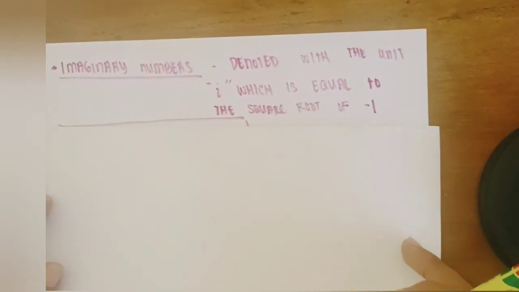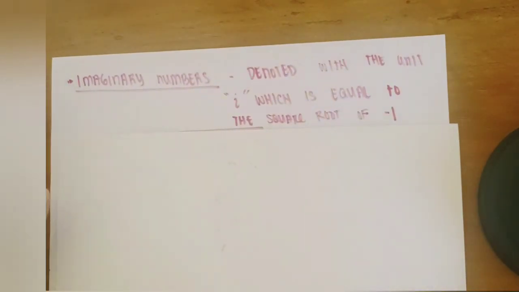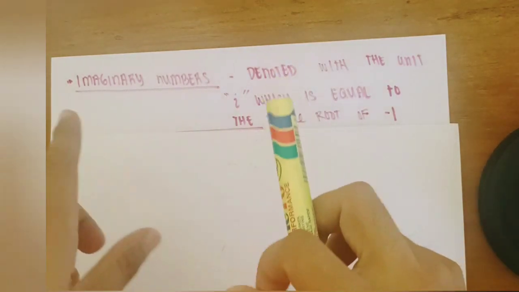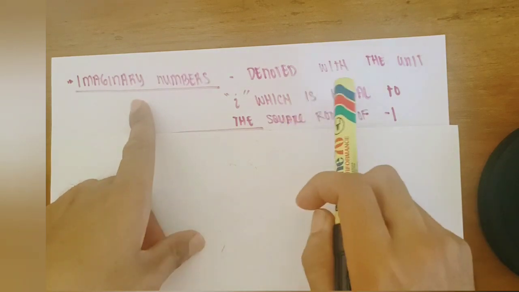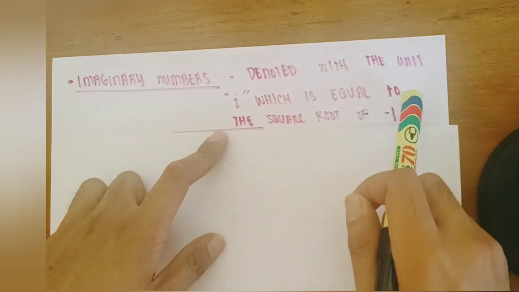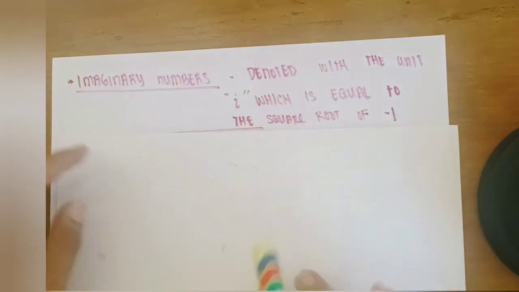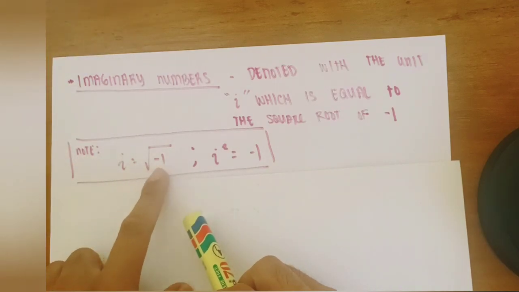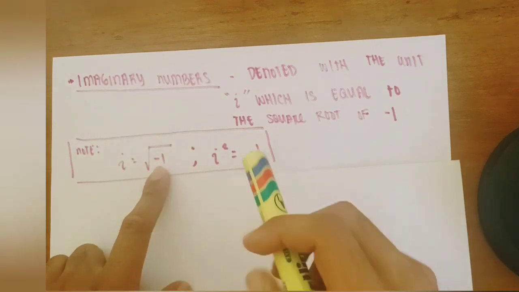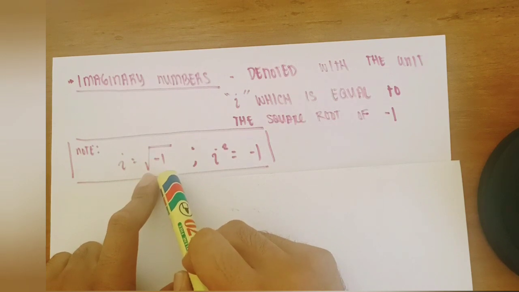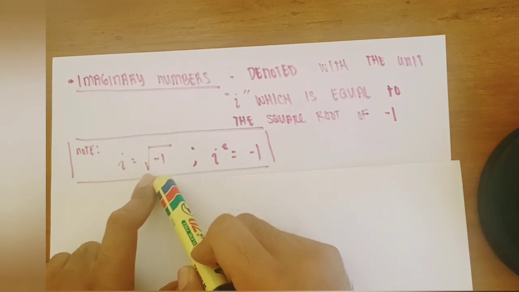Next term natin is imaginary numbers. So, katulad nung sa part 1, 'di ba, na-discuss na natin imaginary numbers na ang imaginary number is denoted with the unit i, which is also equivalent or equal to the square root of minus 1. So, note, ito yan. So, pag sinabi natin i, ibig sabihin yan, square root of minus 1. Sinasabi nating imaginary number siya kasi pag trinay mong i-calculator ang square root of minus 1, error ang makukuha mo. Kasi, imaginary siya.